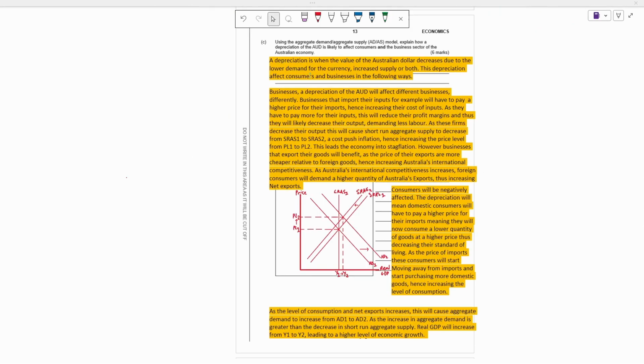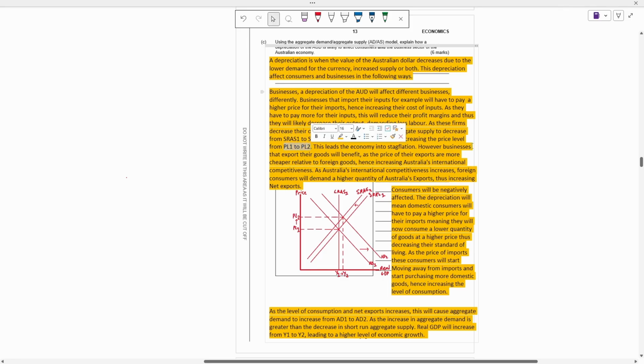So this is the sample answer. You can see I defined a depreciation. However, I didn't include an example of when the Australian dollar depreciated. If you have enough time or space, I recommend that you do it. Now here you can see I used a model within my explanation. And then I also included this sentence about stagflation. Now in a nutshell, stagflation is when the level of short-run aggregate supply decreases, which causes the price level to increase. So this is my paragraph for the business sector.